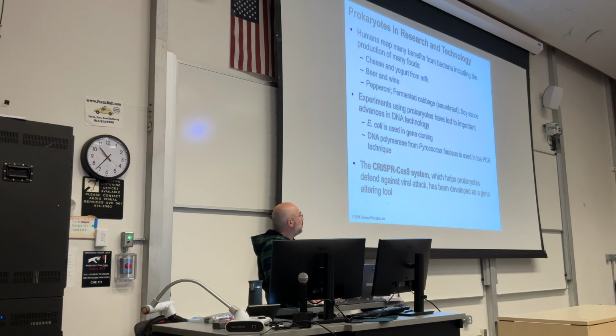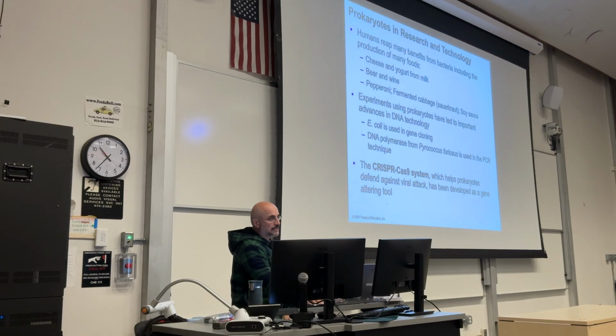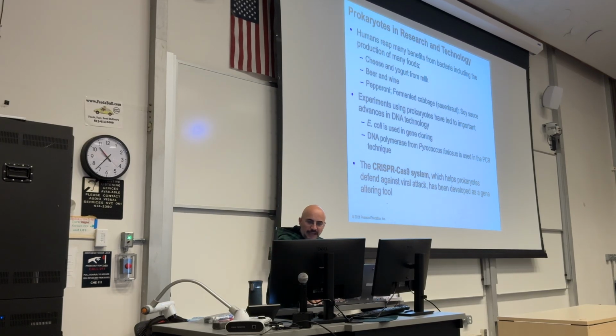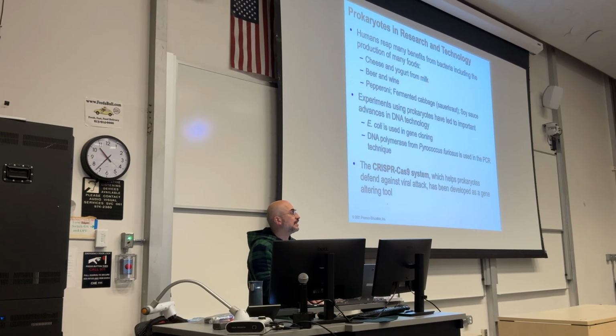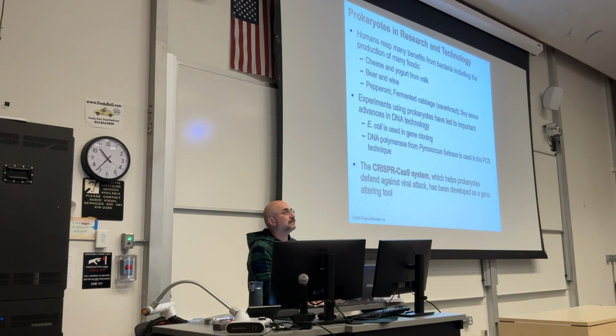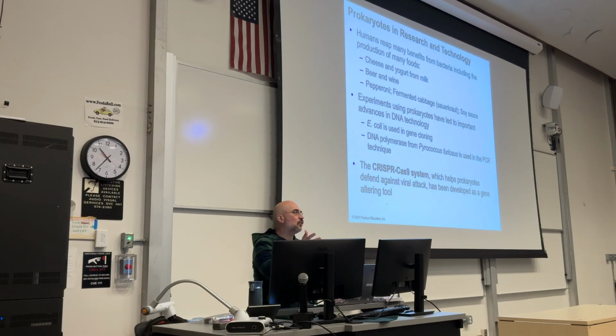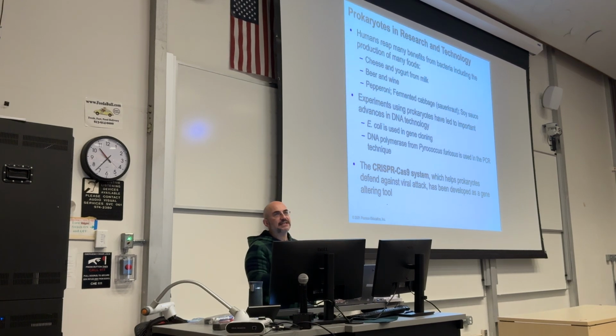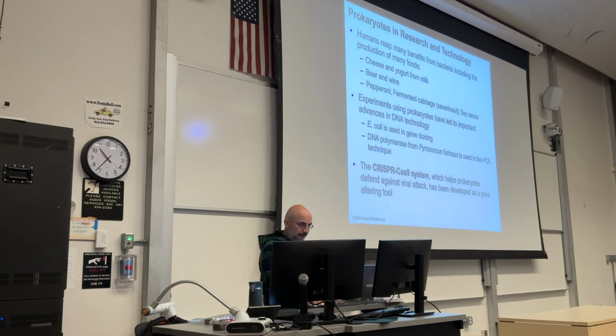Now the most famous one is the CRISPR-Cas9 system, which is a system that prokaryotes use as a defense mechanism against viruses. So it's like a type of immune system for bacteria to defend against viruses. But we hijack that system to do a lot of genetic engineering. Questions?